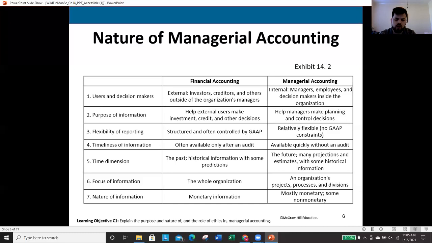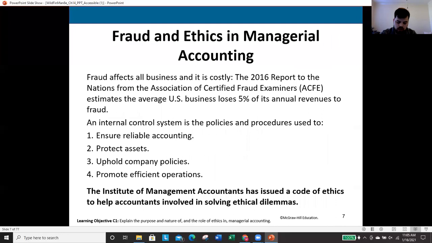And finally, both of these are primarily based around monetary information, while managerial accounting does tend to focus a little bit on non-monetary items. So certainly some things you want to be aware of.